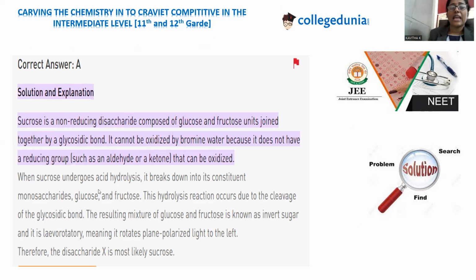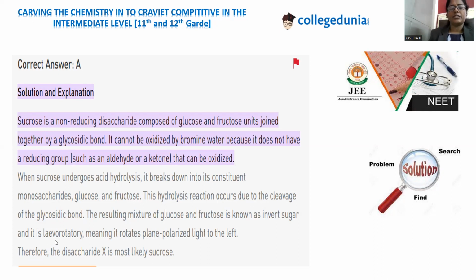When sucrose undergoes acid hydrolysis, it will be broken into its constituent monosaccharides, glucose and fructose. Whatever constituents are there will be released upon hydrolysis. So the glycosidic linkage will be cleaved and glucose and fructose will be generated. Among these two, fructose is levorotatory.